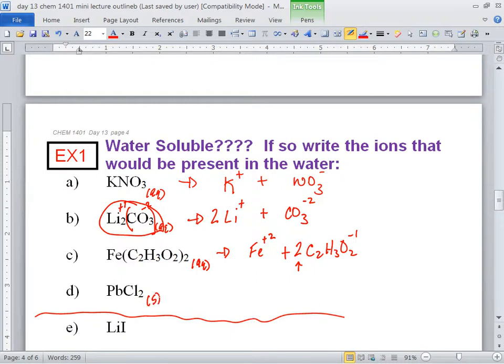And then she nailed the insoluble. All right? So no ions to write. You just leave it alone. It just lays there in the water. Doesn't do anything. Okay?